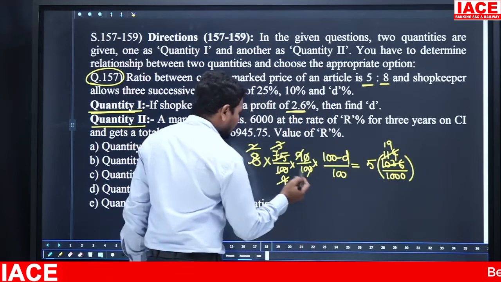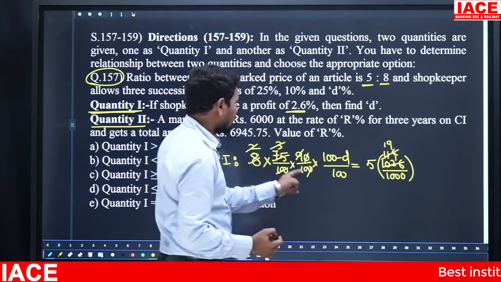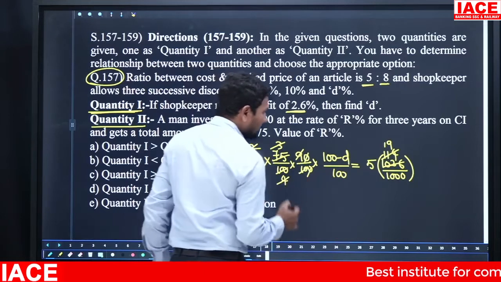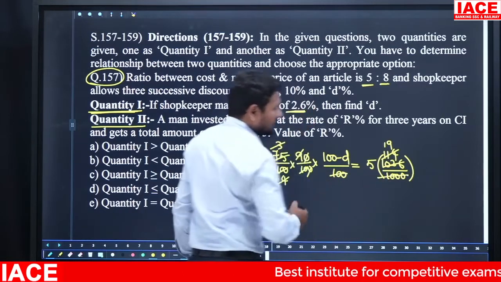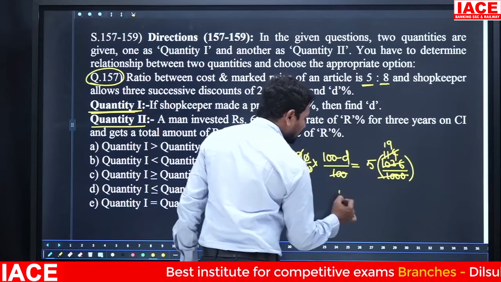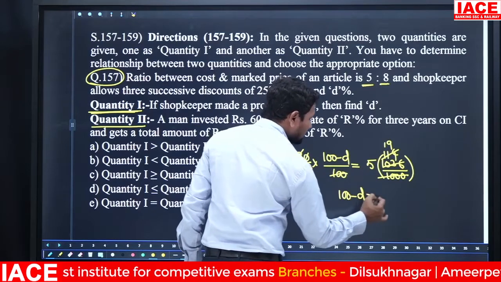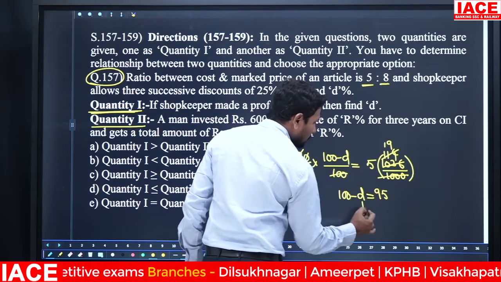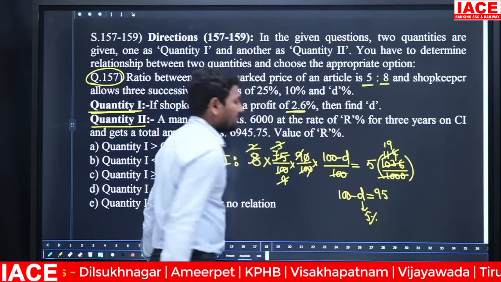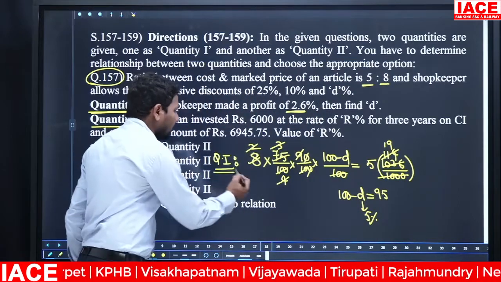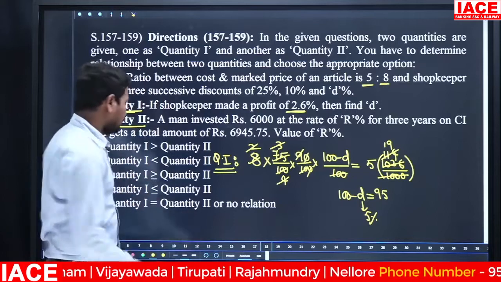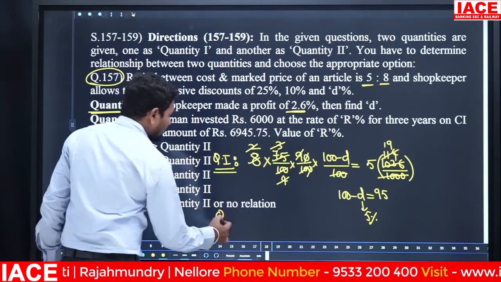Next, cancel with any other numbers. Here 10, 100, 1000 will be cancelled. 5 into 19 is equal to 95, so 100 minus D is equal to 95. Then the discount is how much percentage? 5%. If you simplify quantity 1, you will get how much percentage? 5%. Let's focus on quantity 2.